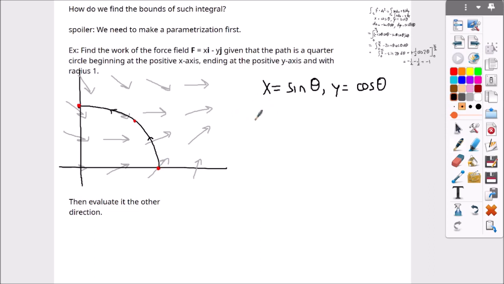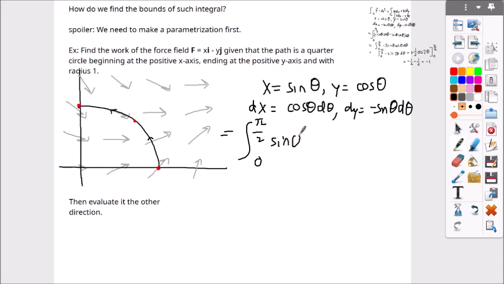So what are we going to end up with? We're going to end up with dx is now cosine theta d theta, and dy is now negative sine theta d theta. Which means you'll get the integral from 0 to pi over 2 of x dx, sine theta cosine theta, minus y dy, plus sine theta cosine theta, because minus and negative, minus y dy and minus again, d theta.